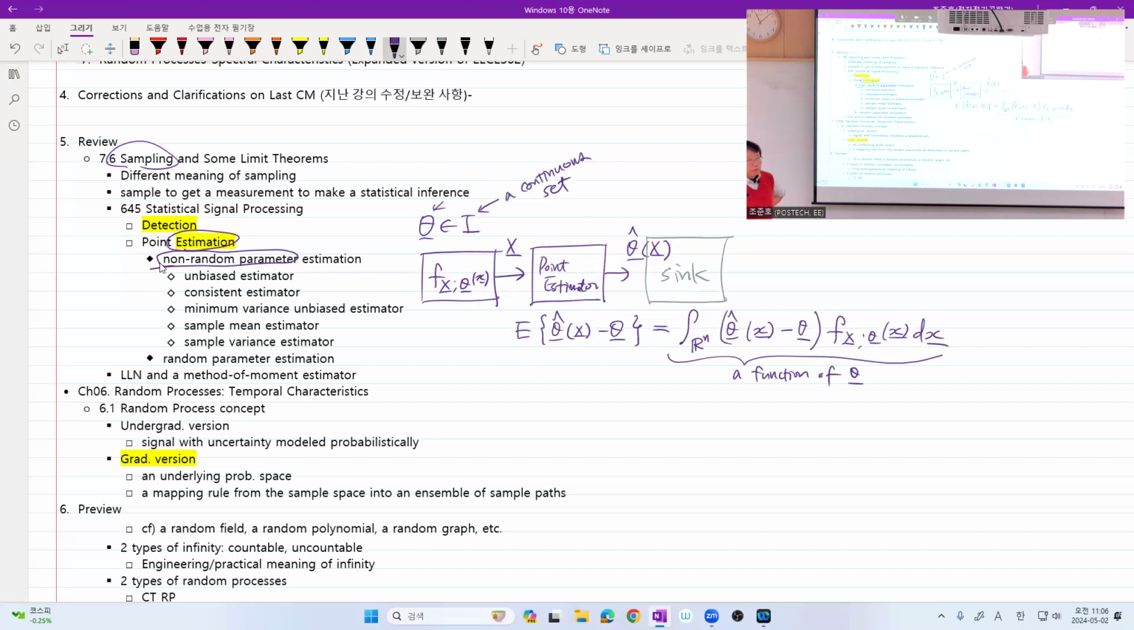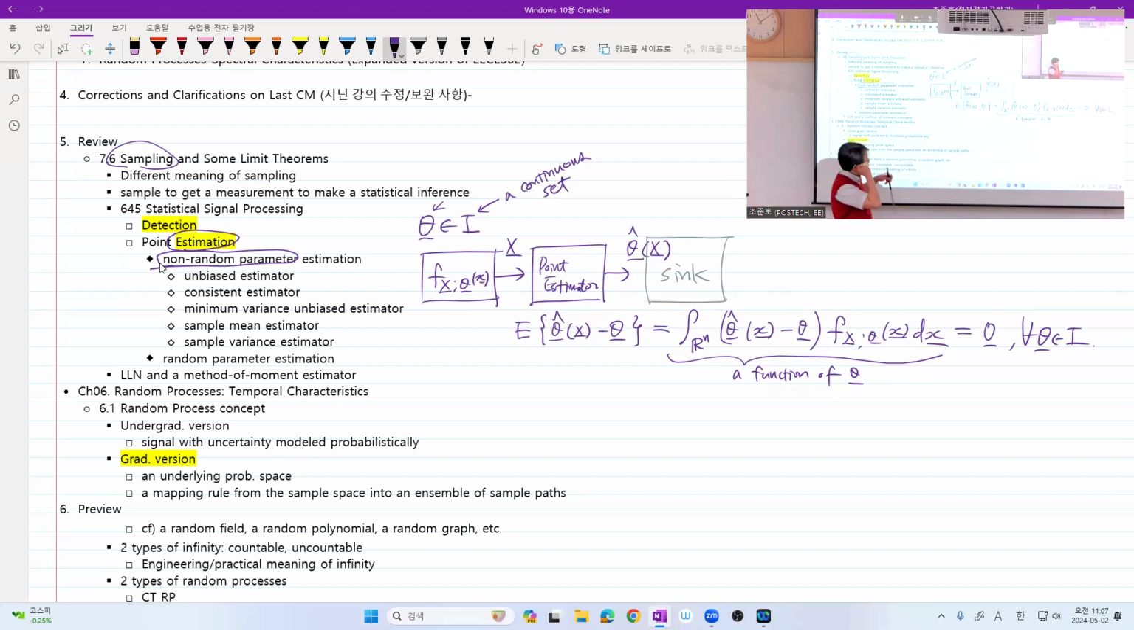This is a function of theta, not because we subtract theta. Even without that part, this expectation is still parameterized by theta. So in general, the bias is a function of theta. It is not very likely that this is zero for all theta. So the unbiasedness condition is very restrictive.